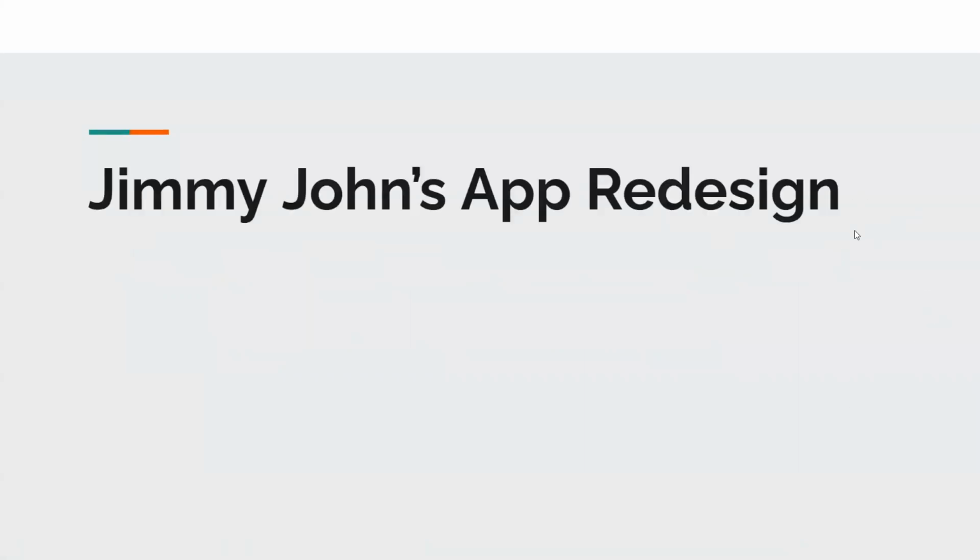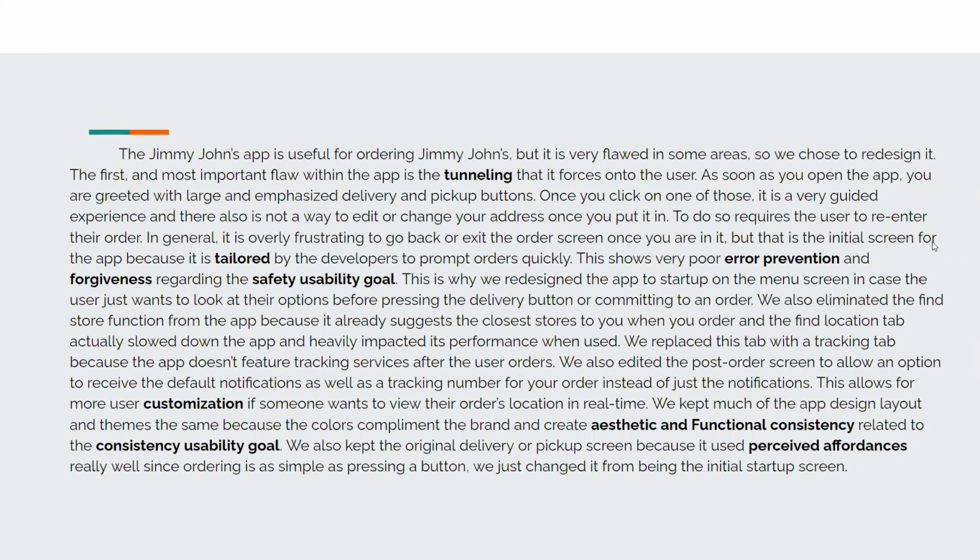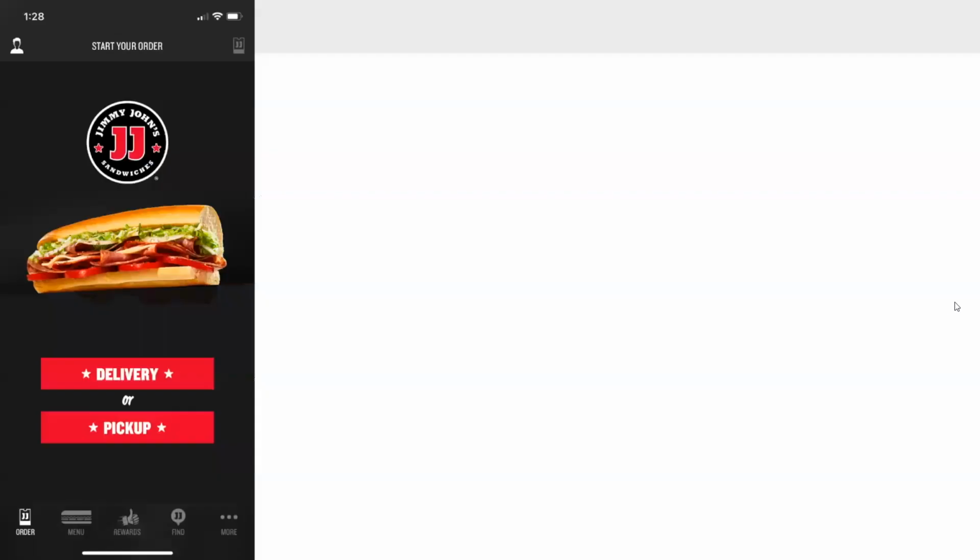First off, we have our Jimmy John's app redesign. That's what I will be discussing today. So there's our write-up, but I'll get into all that. First off, we have the initial startup screen to load up the app. It takes you right to the order screen with the delivery or pickup option. And personally, our group thought that this tunneled the user too much and kind of just forced the order now down your throat. And we wanted to change that.